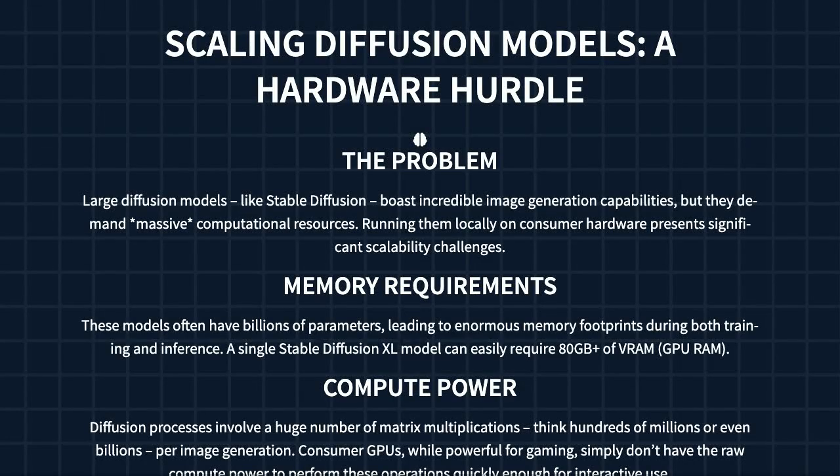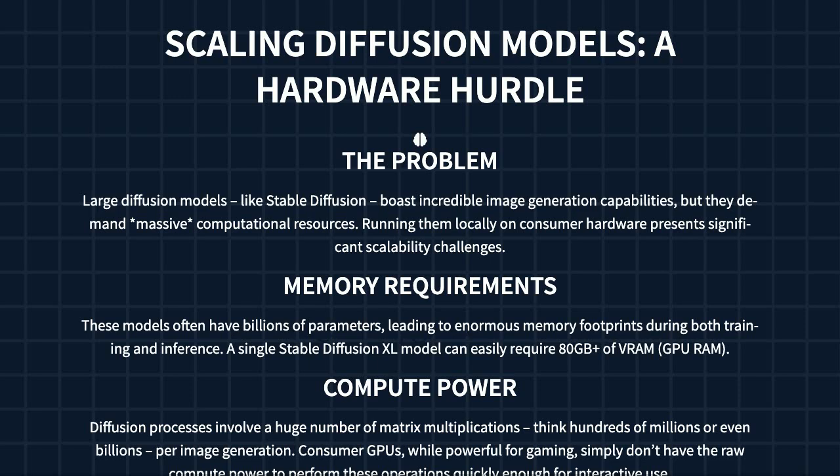Okay, let's talk about scaling these amazing diffusion models like Stable Diffusion. The really tricky part is that they're huge. We're talking about models with billions of parameters, which means a massive amount of memory, often 80 gigabytes or more just to run them. And it's not just about memory. The math involved in generating an image is incredibly complex and requires a ton of processing power.